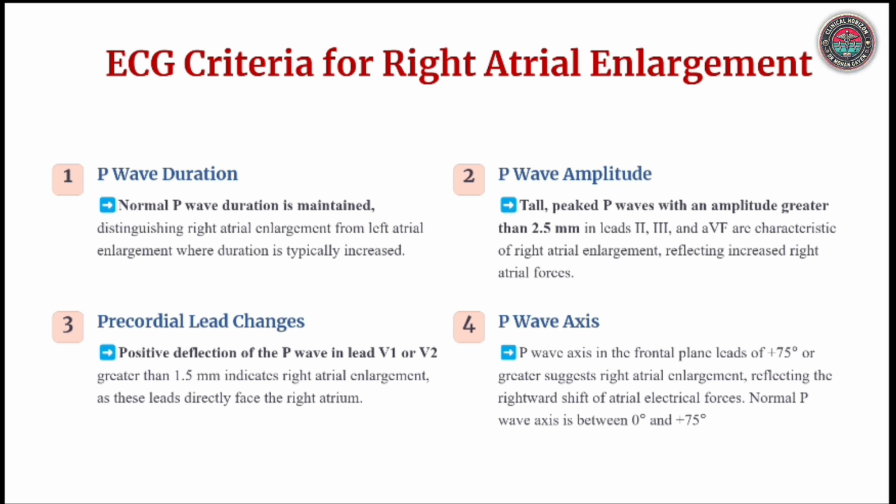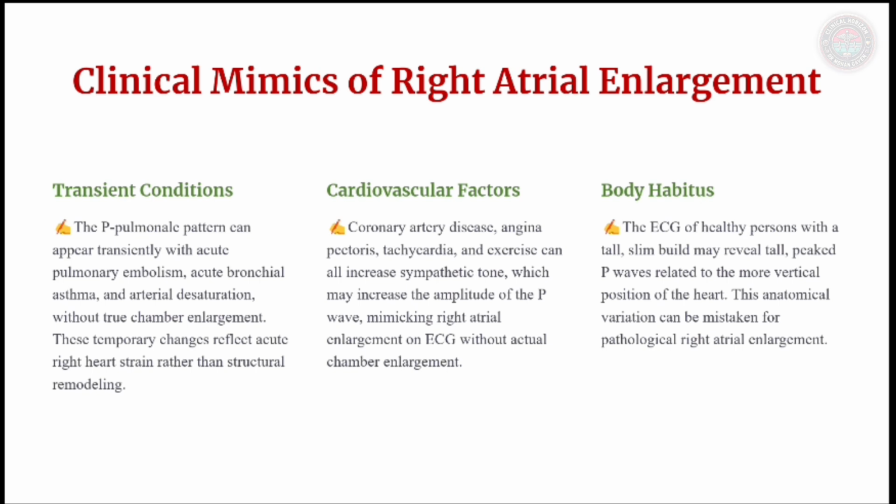Unlike left atrial enlargement, right atrial enlargement does not prolong the P wave duration. Clinical mimics of right atrial enlargement. Several conditions can mimic right atrial enlargement on ECG. Transient conditions such as acute pulmonary embolism or bronchial asthma may temporarily cause tall P waves without structural enlargement.